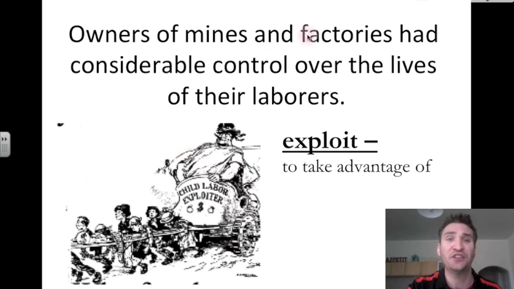Owners of mines and factories had considerable control over the lives of their laborers. If you were parents and you had a job in the factory, you would not want to complain because you would lose your job. And you see a factory boss in this political cartoon who is controlling these children, and it says child labor exploiter. To exploit means to take advantage of, and the factory bosses and the bosses who controlled the mines were exploiting children and their parents in order to win a profit.